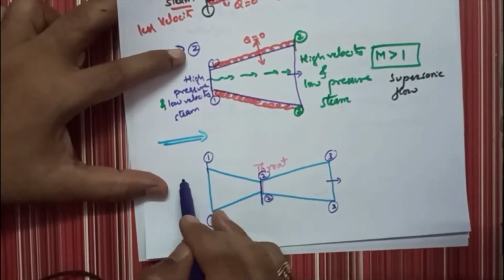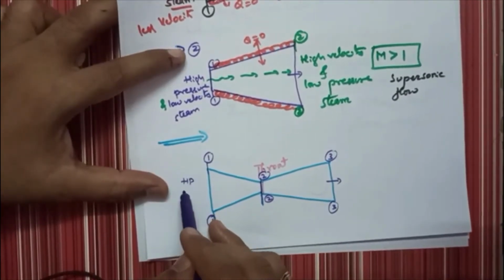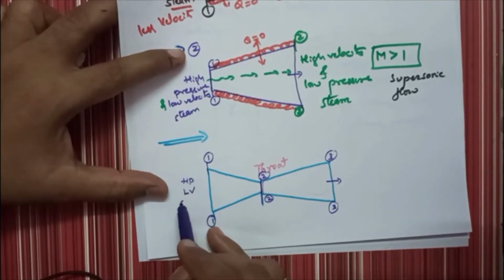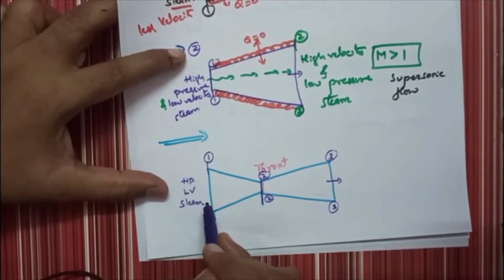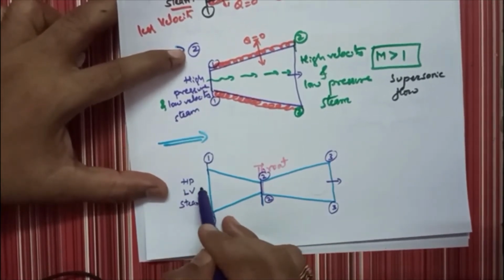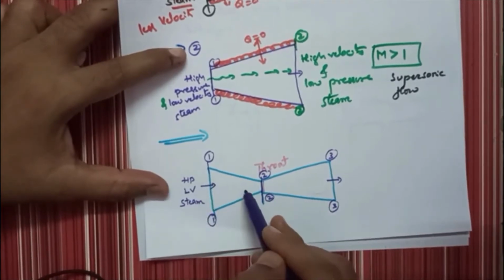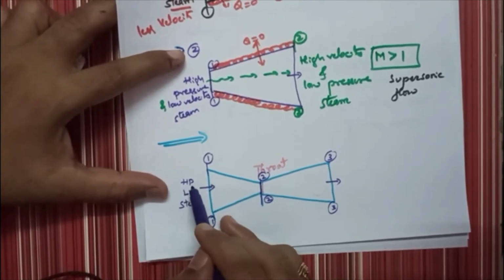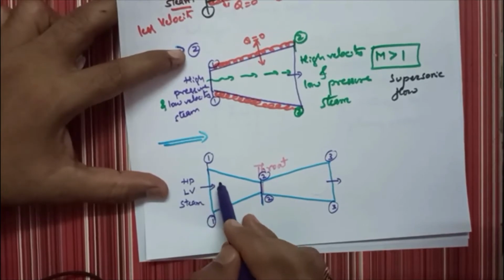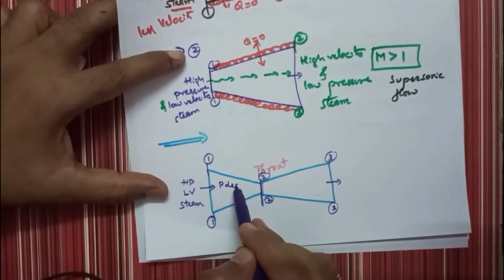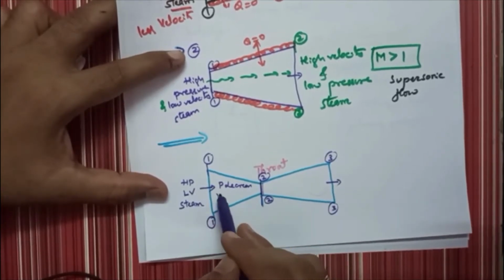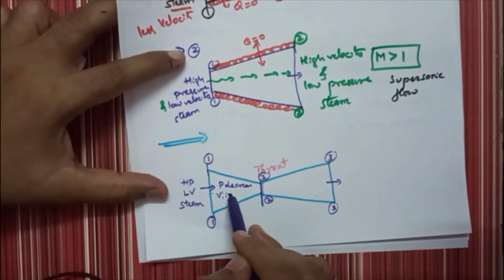Again I will take high pressure, low velocity steam. It passes first through the convergent nozzle, and this high pressure steam will be converted: pressure decreases and velocity increases.